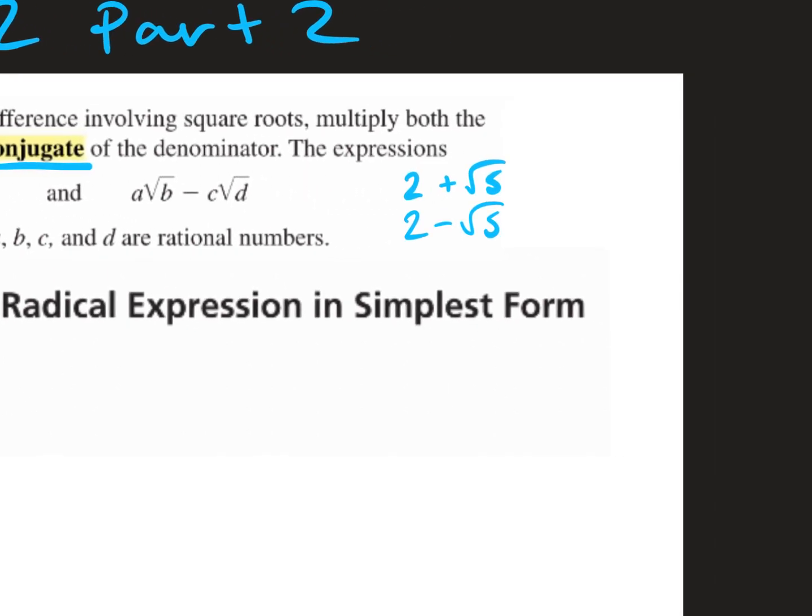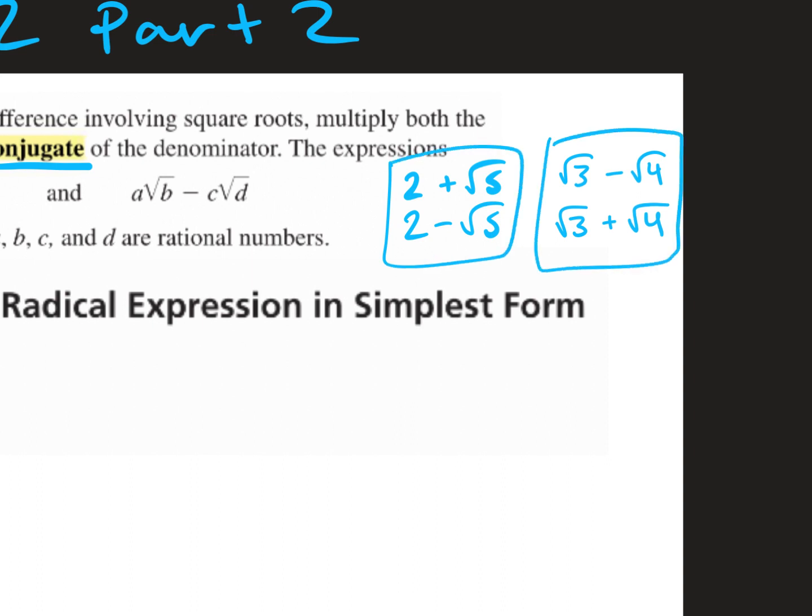What if I had the square root of 3 minus the square root of 4? What's the conjugate of this? So the square root of 3 plus the square root of 4. So these would be conjugates of each other. The first term always stays the same. The sign in the middle is what changes.